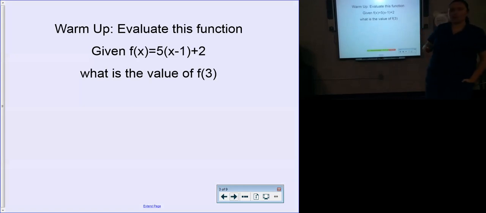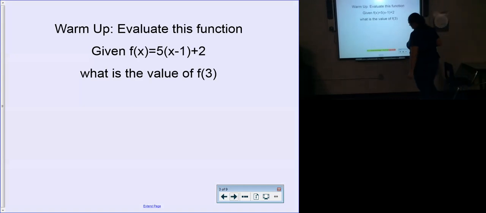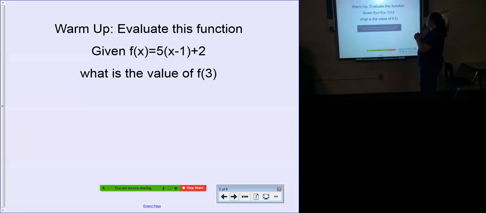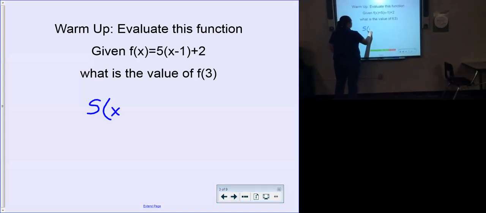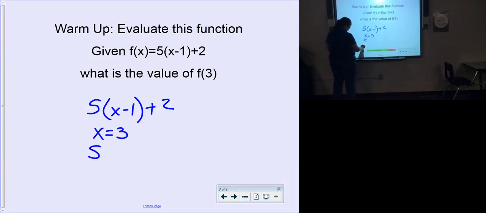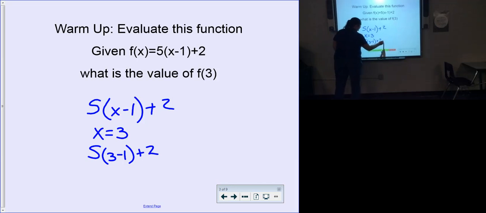Evaluating functions. Go ahead and pause this video and see if you're able to do this. All right, now that you have tried it, let's see if you got it right. So given f of x equals 5(x minus 1) plus 2, what is the value of f of 3? That just means that x equals 3. So I'm going to change x to 3, minus 1, plus 2. And I'm just going to finish solving this out.